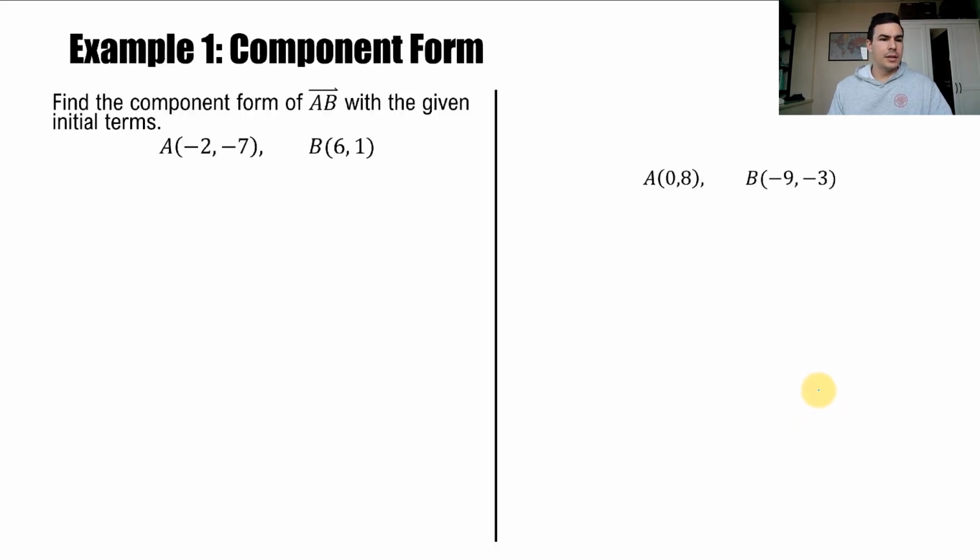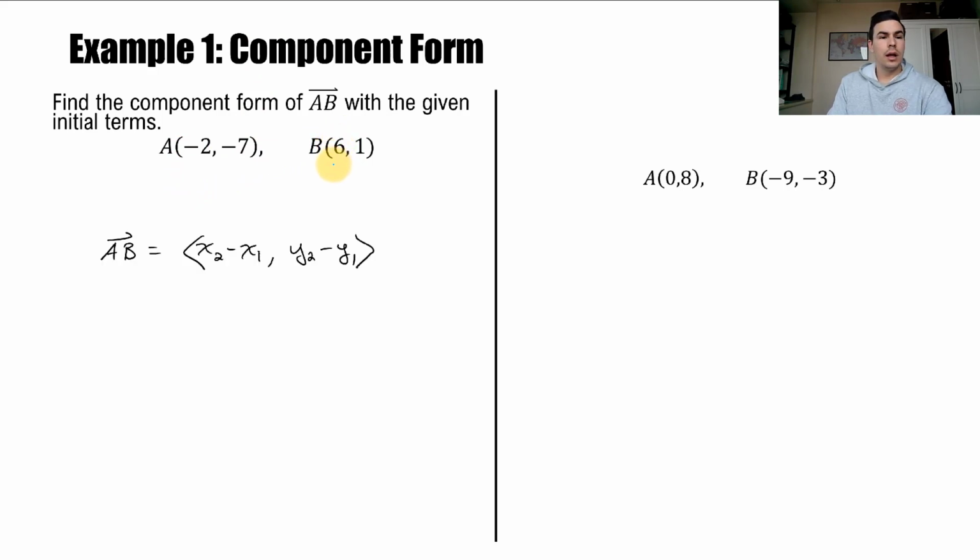We're trying to find the component form of AB with our given initial terms. So this A is going to be my initial point, and B is going to be my terminal point.